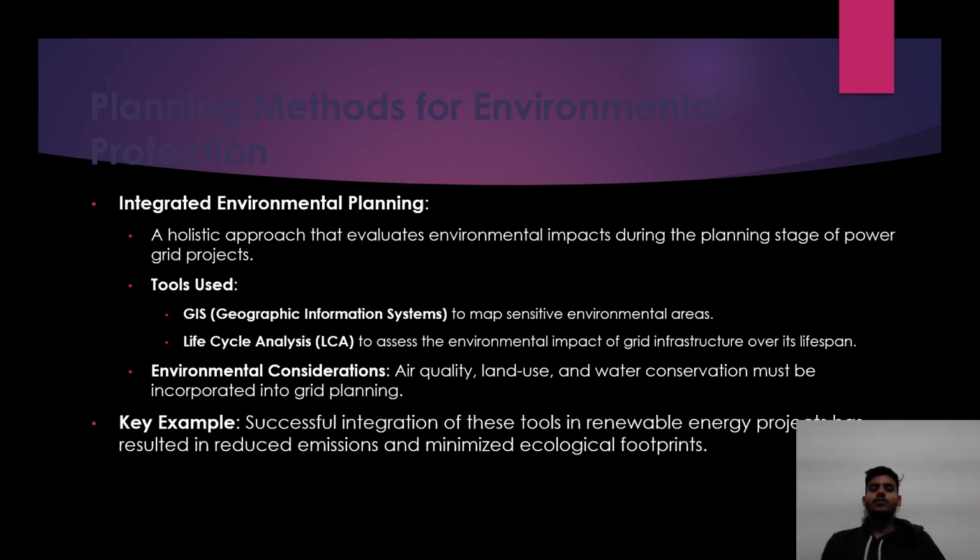Planning method for environmental protection. Integrated environmental planning, a holistic approach that evaluates environmental impact during the planning stage of the power grid. Tools used: GIS, geographic information system, to map sensitive environmental areas, and life cycle analysis to assess the environmental impact of grid infrastructure over its lifespan.